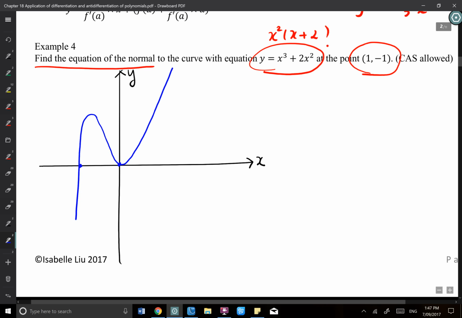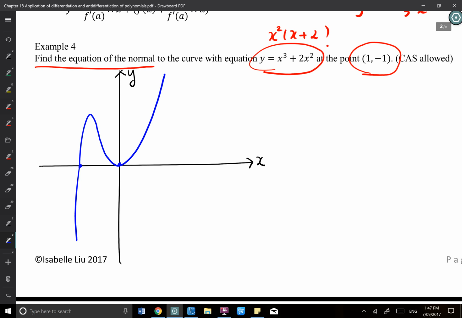Okay, that's roughly the shape of the graph. I can't draw a beautiful shape. Okay, that's just like that. Well, it's not really. I hate this. Okay, I'm not going to change it. 1, -1. Okay, 1, -1.